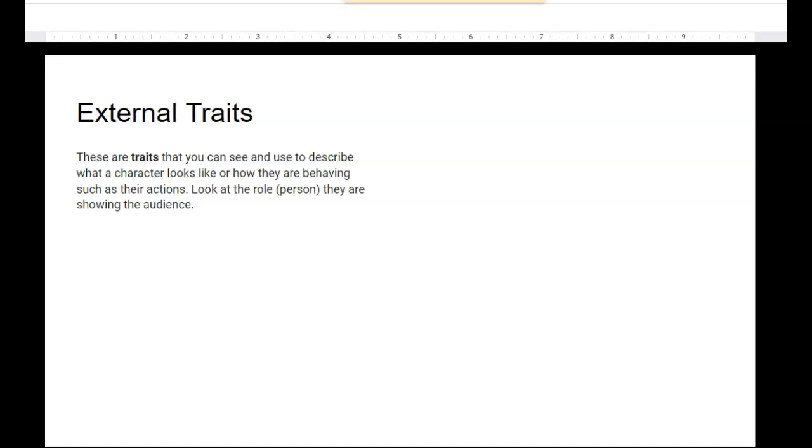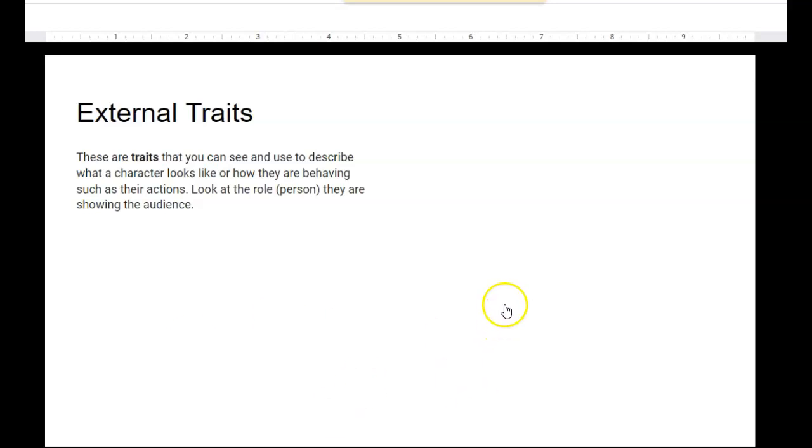Basically, if somebody robs your house and you got a good look at them, you'll probably be able to describe what they look like to the police. Or say somebody was acting strange at the grocery store. You might be able to describe what that person was doing, what they look like to a friend. So external traits are just the traits you can see on the outside, and these traits include what they look like and how they are behaving.